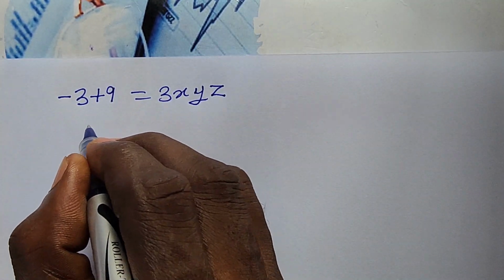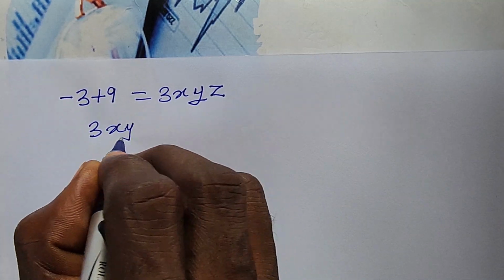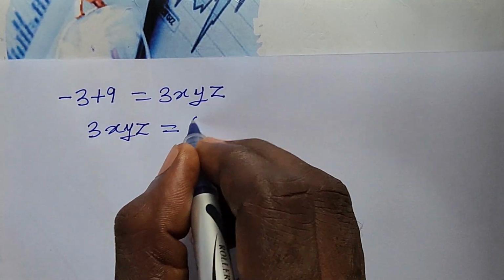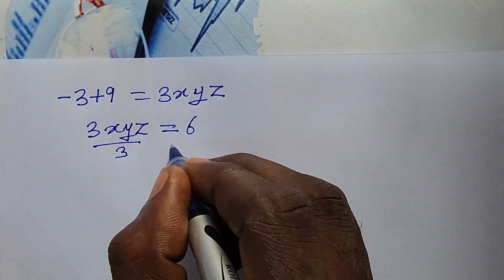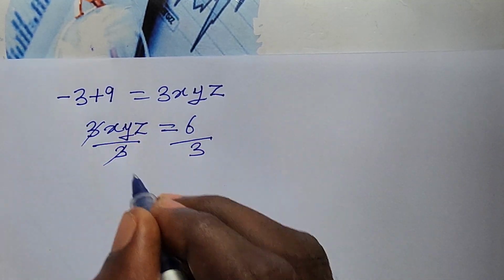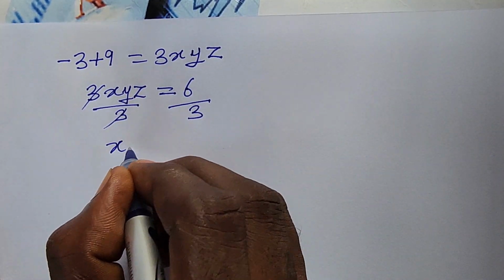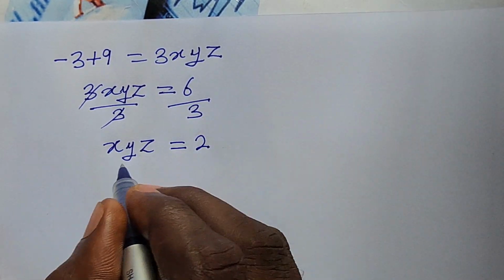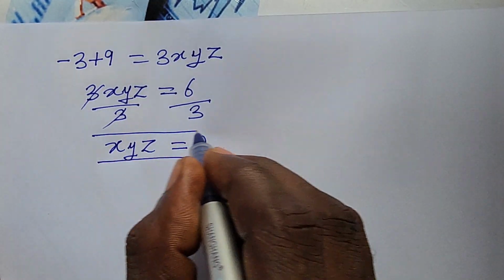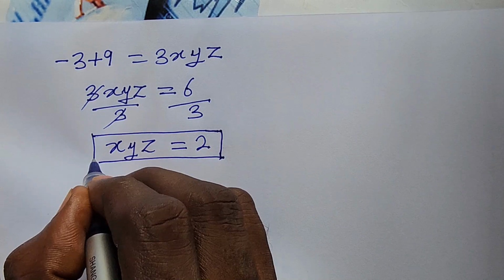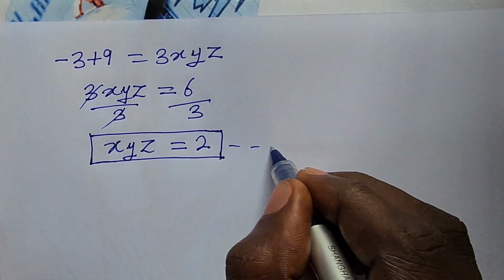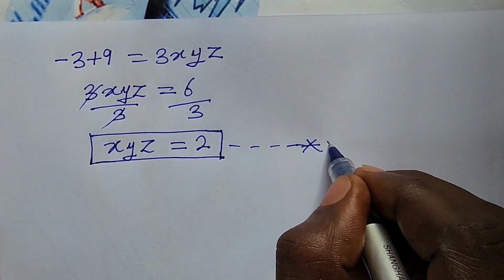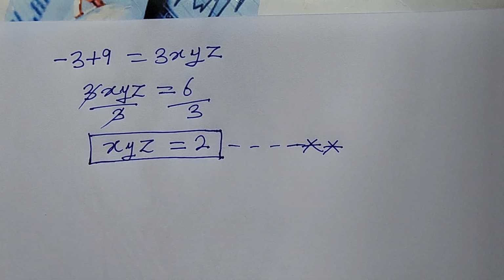Let's continue. This will now give us minus 3 plus 9 equal to 3xyz. So we're going to end up having 3xyz equal to 6. Divide by 3, divide by 3. So now I have xyz is equal to 2. So we've also established an important equation that will enable us to solve for the others. So let's call this equation star star.